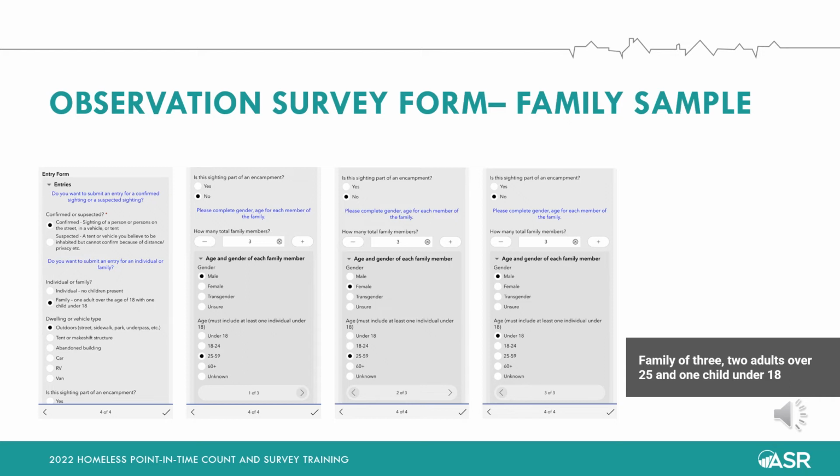Under how many total family members, you would press the plus button 3 times to indicate that there are 3 total family members. Under age and gender of each family member, you would start with the first person and bubble in their age and gender.